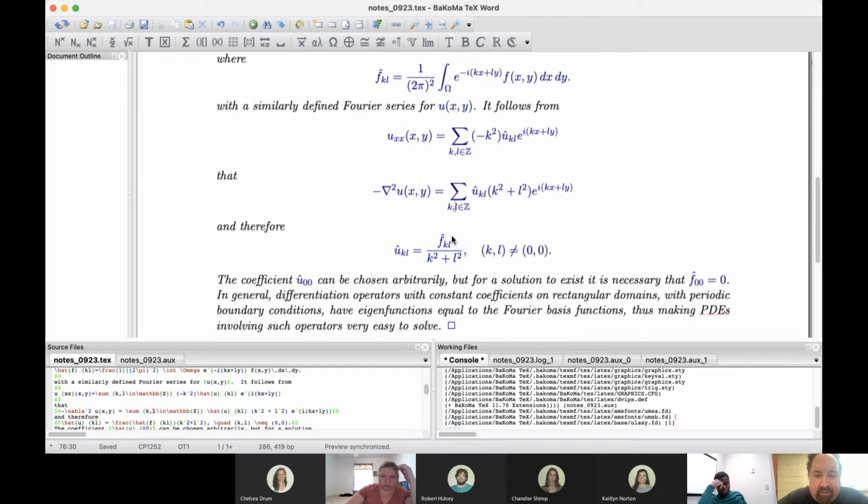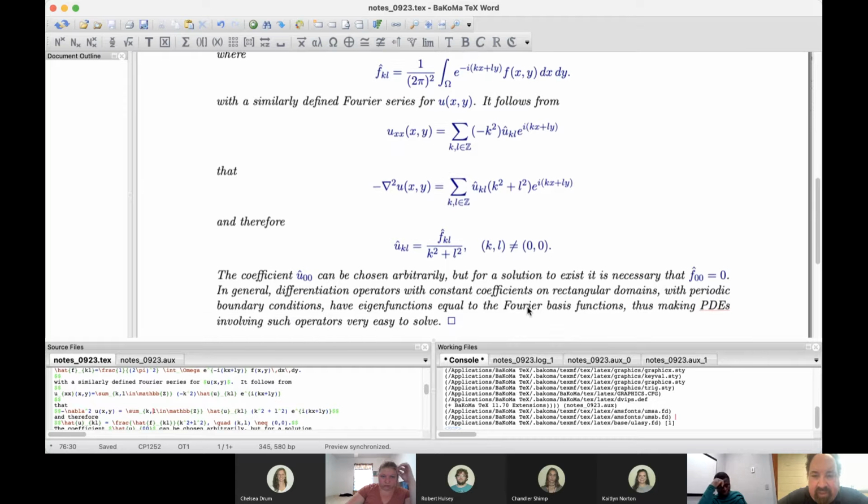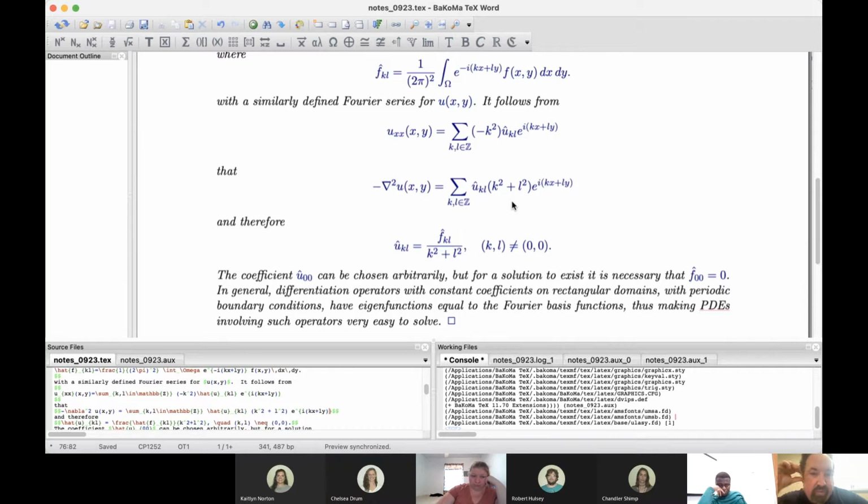And it comes from the fact that these exponentials, e to the i(kx plus ly), are eigenfunctions of the Laplacian. You take the Laplacian of this function, you get that function again times a constant. So that's an eigenvalue-eigenfunction relationship. So anytime you know the eigenvalues and eigenfunctions of your differential operator, then PDEs always become very easy to solve in that case. But that generally happens only in nice domains with constant coefficients.